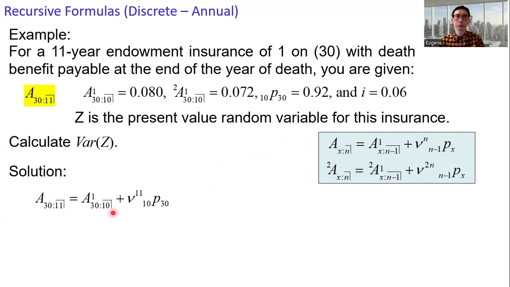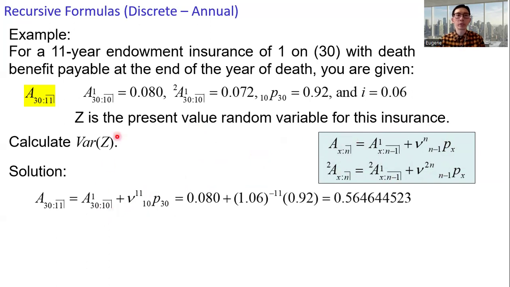Doing the substitution, the 10-year term insurance 0.08, plus nu to the power 11, 1 over 1 plus i, and then 10p30. We get the expected value, 0.5646.